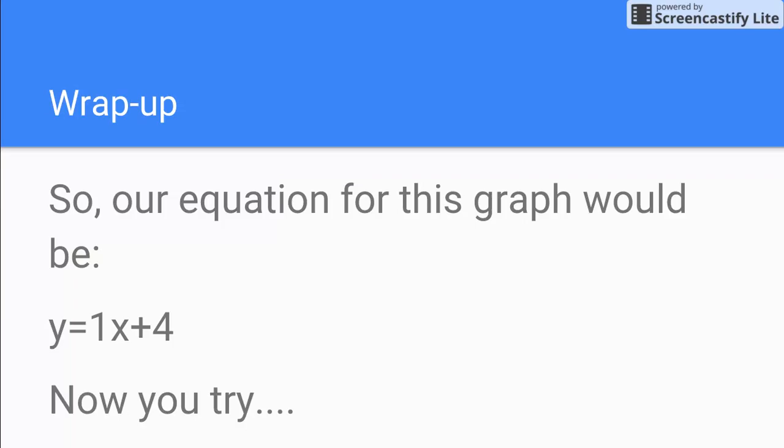So to put this all together, plug everything in, and finish with a nice linear package here, we have an equation for our graph of y = 1x + 4. Excellent. Now you're going to give it a try.